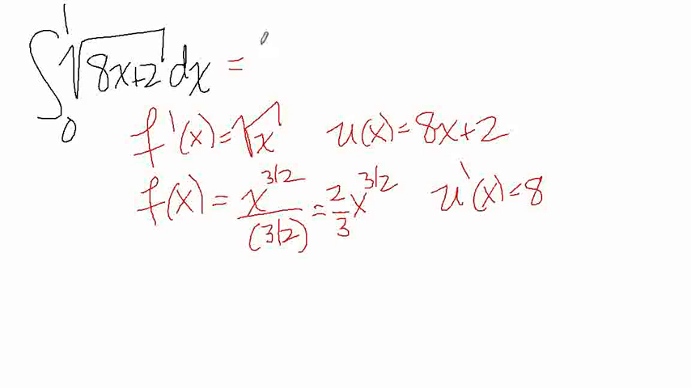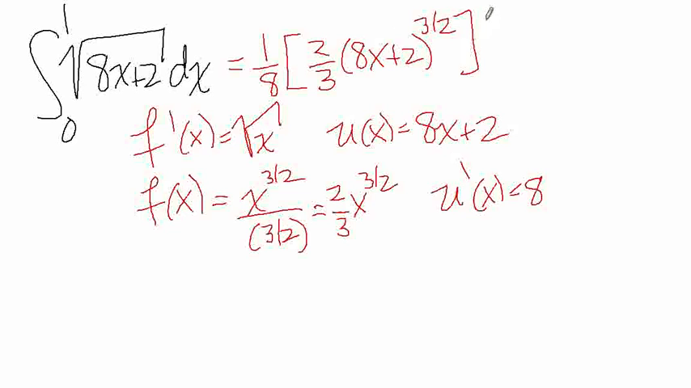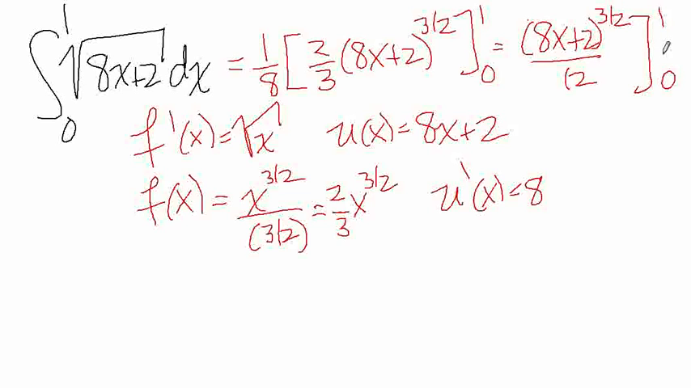So if you do that, you will have 1/8, and then the antiderivative you'll end up with is 2/3 of (8x plus 2) to the 3/2. We're going to evaluate that at 1 and 0. Okay, let me simplify. So 2 over 8 times 3, 2 over 24, 1 over 12, (8x plus 2) to the 3/2 divided by 12, evaluated at 1 and 0.